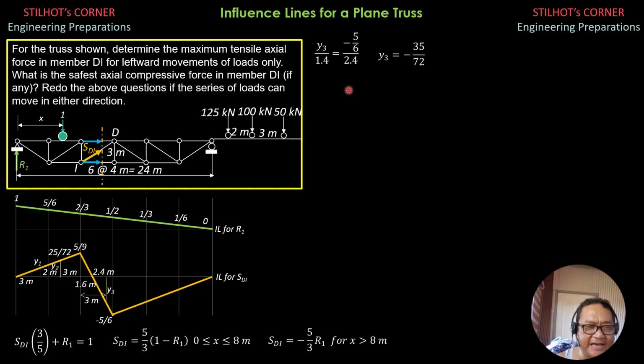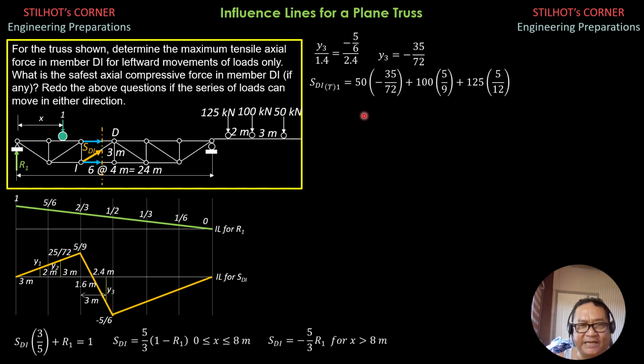So SDI max, one possible value, is equal to 50 times negative 35 over 72 plus 100 times 5 over 9 plus 125 times, as I said, 5 over 12, the average of 5 over 18 here and 5 over 9. So SDI tension 1 is equal to 83.33 kilonewtons. Next, consider the possibility that 50 is over 5 over 9.